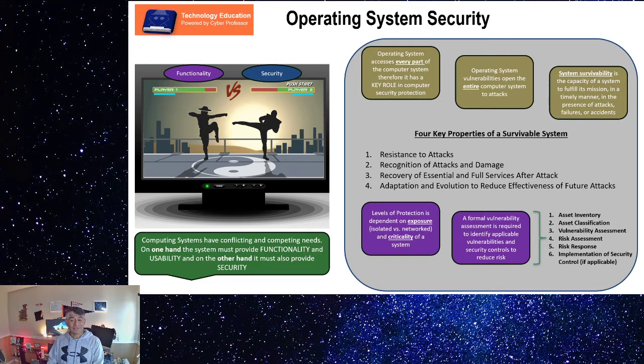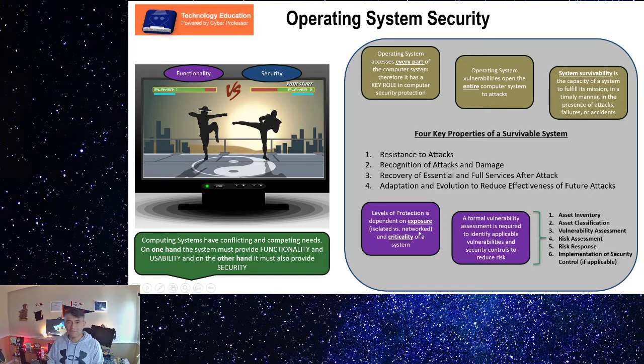The resistance to attacks, the recognition of attacks and damage, the recovery of essential and full services after an attack, and the adaptation and evolution to reduce effectiveness of future attacks. The levels of protection are dependent on the exposure of the computer system that we are trying to protect.